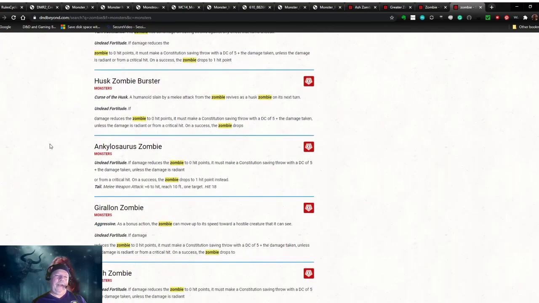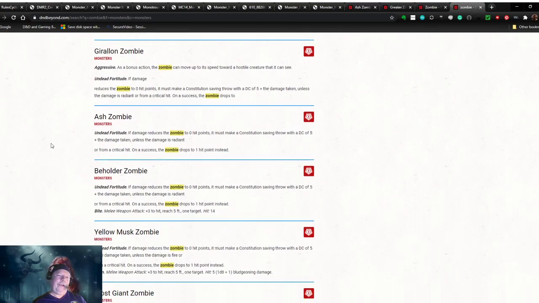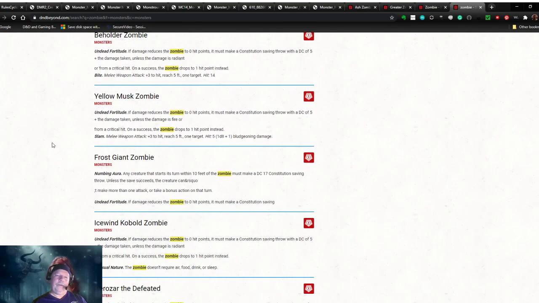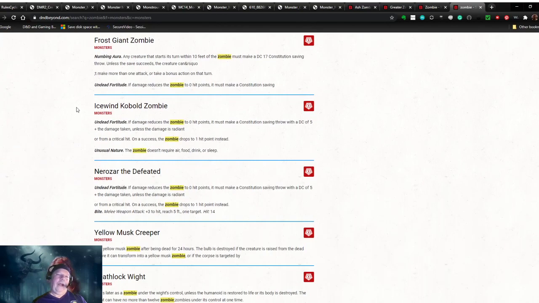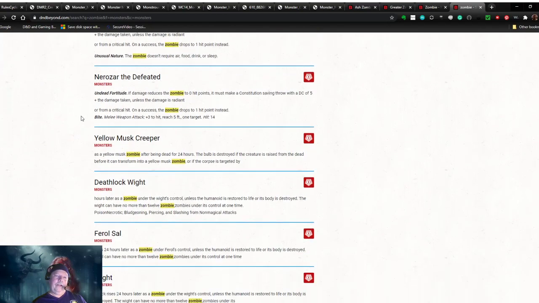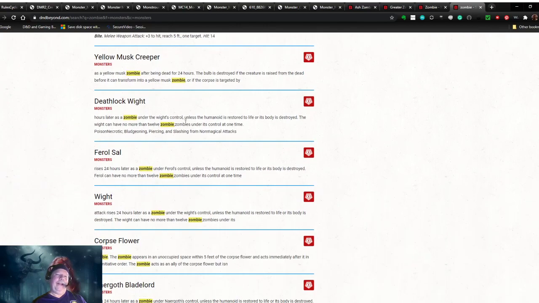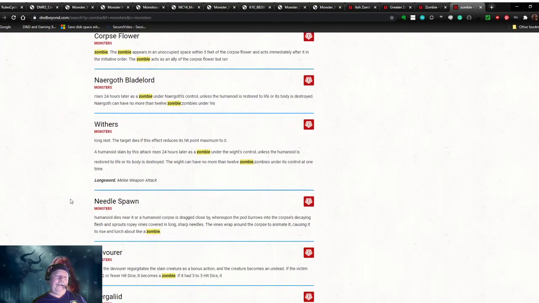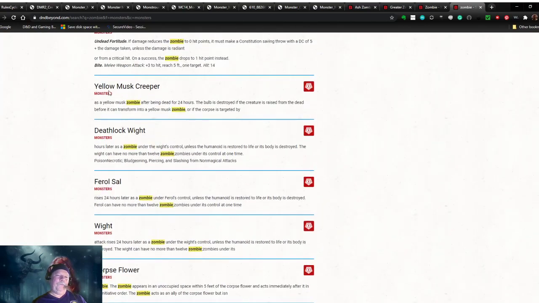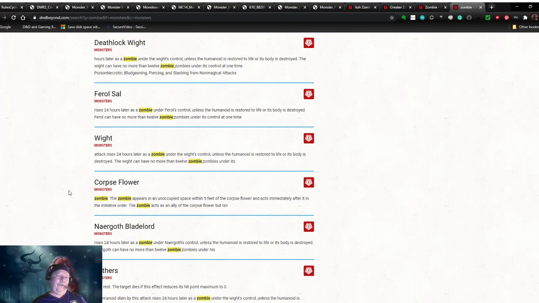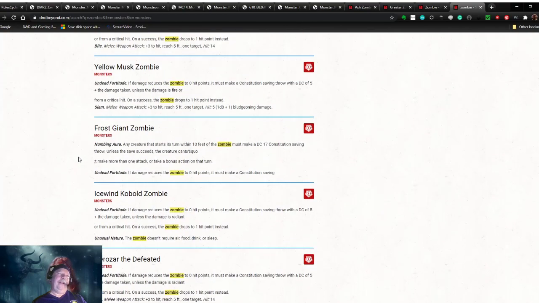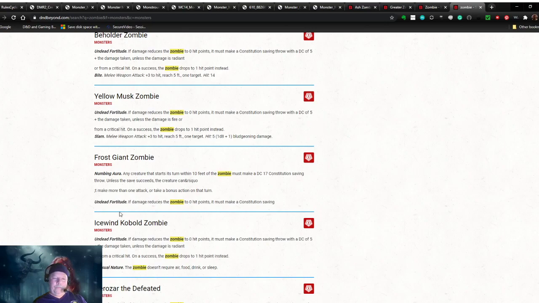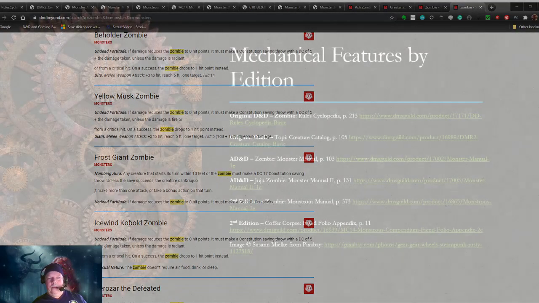So Greater Zombie, Ankylosaurus Zombie, Gorillan Zombie, Ash Zombie, Beholder Zombie, Yellow Musk Zombie, Frost Giant Zombie, Icewind Kobold Zombie. And then all of the kind of creatures that can create zombies, including a few of these, like yellow musk creeper and corpse flowers, which don't create undead zombies, they create plant monsters that are called zombies. Okay, so we're going to go back here.